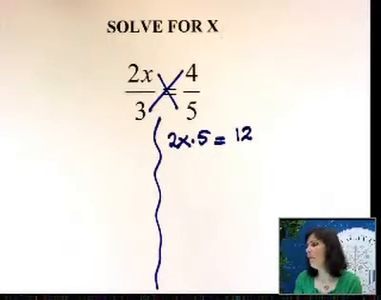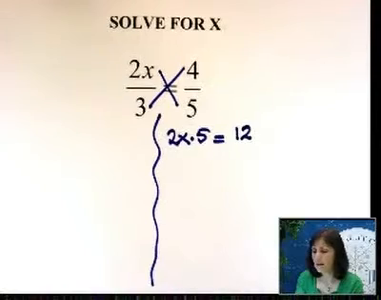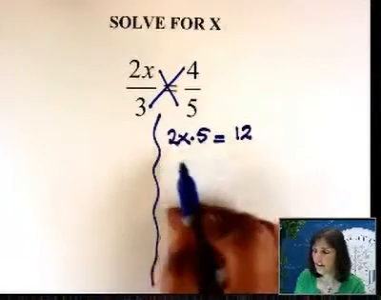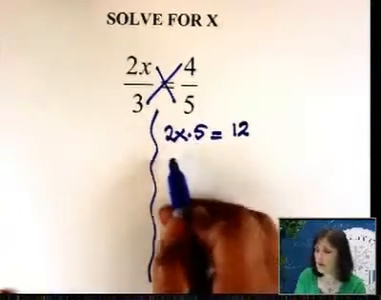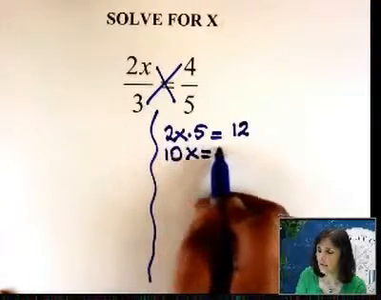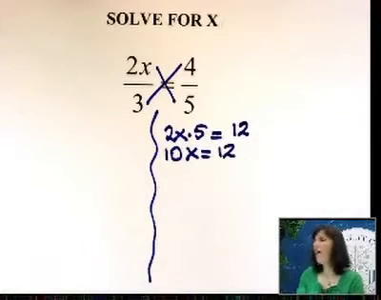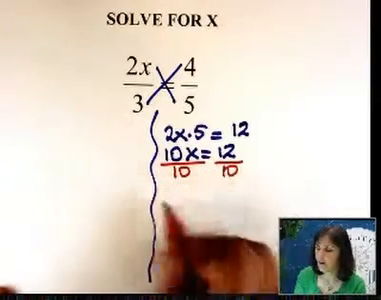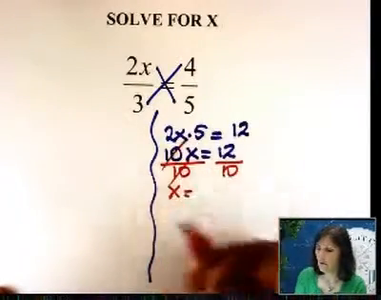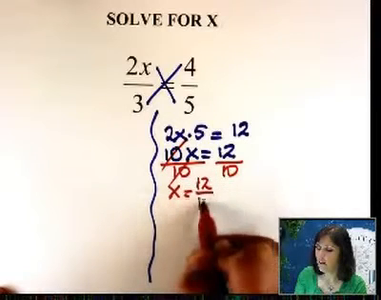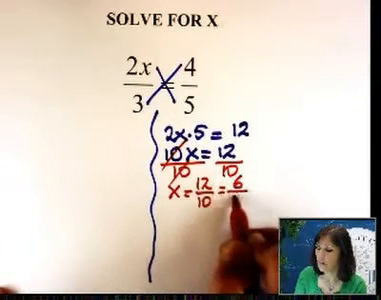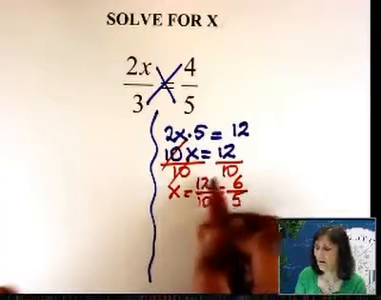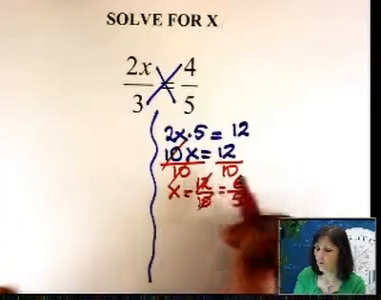You can do it that way. And then solve for x. So you have 2x times 5. So multiply the numbers first. 10x equals 12. And now multiplication property. Divide by 10. You end up with x equals 12 over 10, which is 6 over 5 because I divided left and right, top and bottom by 2.